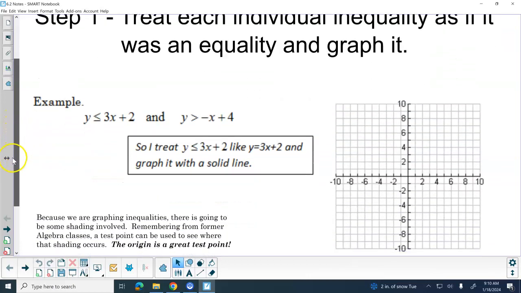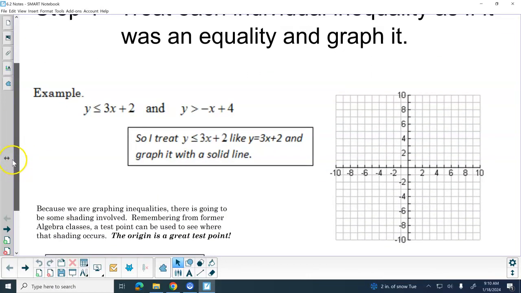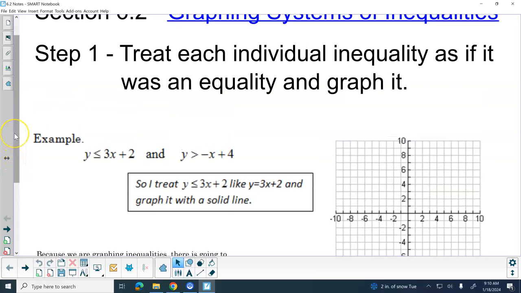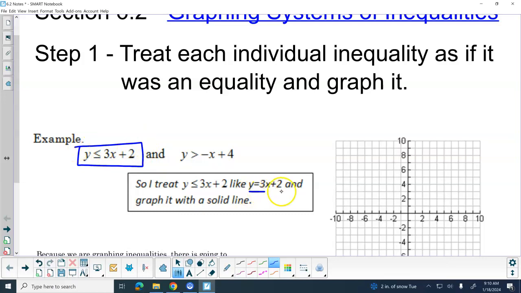Okay? So first off, we're going to deal with this one. y is less than or equal to 3x plus 2. So I'm going to treat it as if it were y equals 3x plus 2. If it's y equals 3x plus 2, how would I graph that?